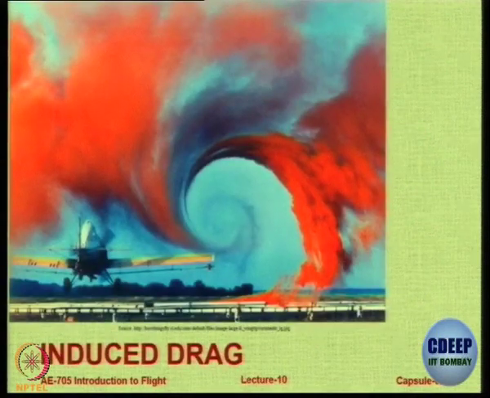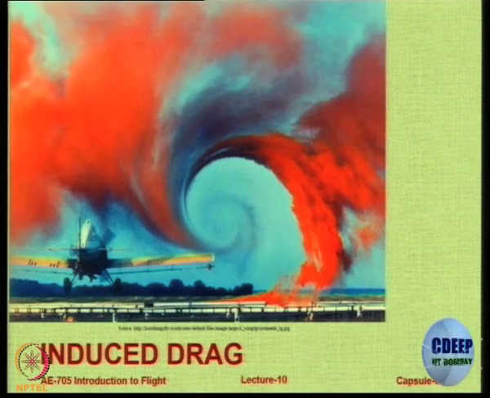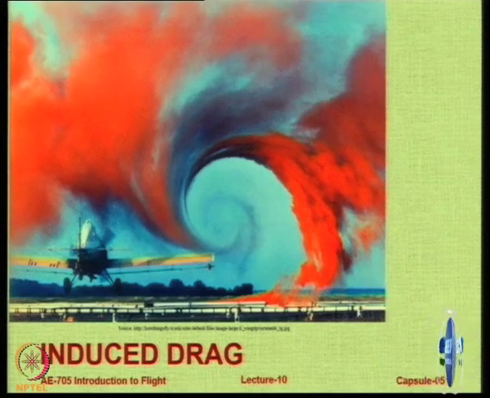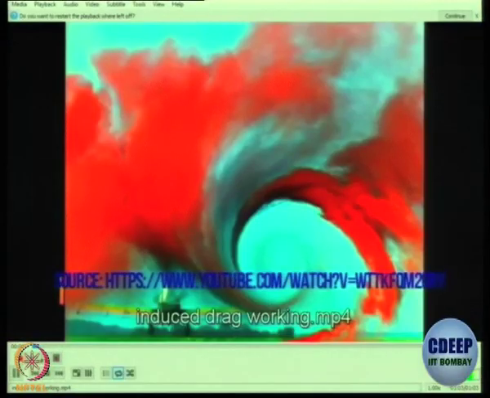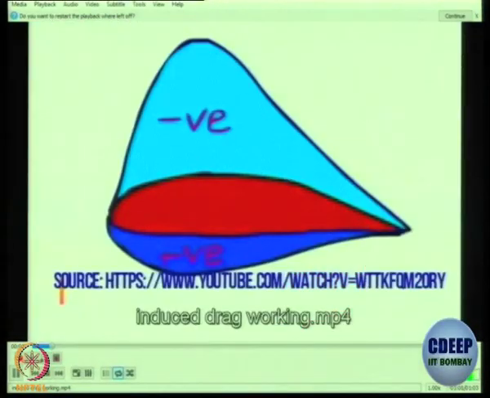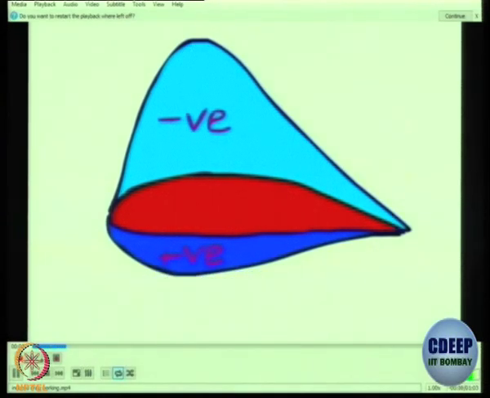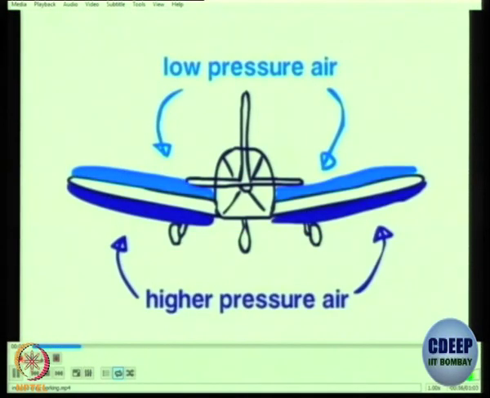Let us first attack induced drag, which is created because of lift, and the reason why we have induced drag is because of the creation of these vortices. Induced drag is caused by wingtip vortices. These are caused by the difference in the air pressure below and above the wing, as you will remember from the creation of lift video.